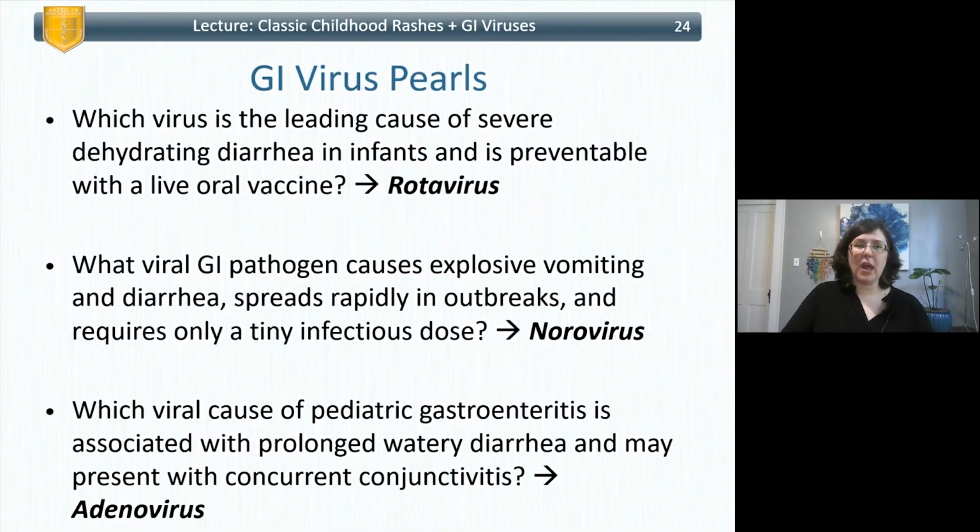All right, so which virus is the leading cause of severe dehydrating diarrhea in infants and is preventable? That's rotavirus. What viral GI pathogen causes explosive vomiting and diarrhea, spreads rapidly in outbreaks, and requires only a tiny infectious dose? That's norovirus. And then which viral cause of pediatric gastroenteritis is associated with prolonged watery diarrhea, maybe 1 or 2 weeks, and may present with concurrent conjunctivitis? That would be adenovirus.